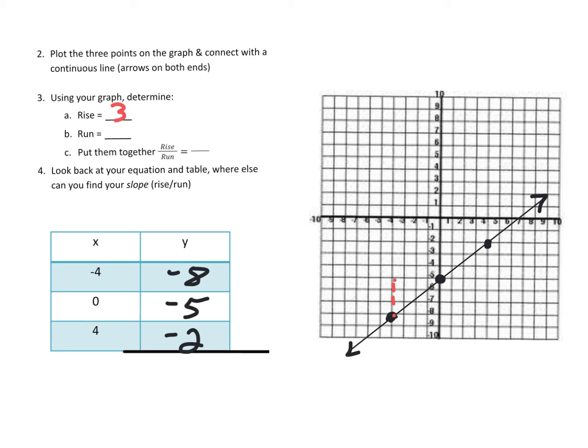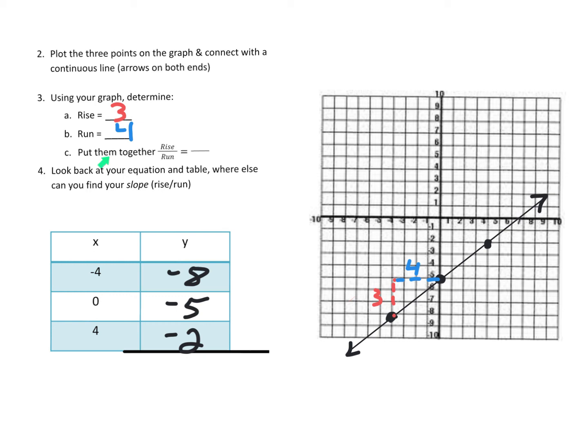Then I have to run to get from this point to the other point, okay? We have to go over 1, 2, 3, 4 units. Notice we're at -4 and we go over to 0, or we're at 0 and we go over to +4. What we're doing is we're going over 4 units each time, okay? So we have a run of 4. Again, we call that a rise of 3 and a run of 4, all right?